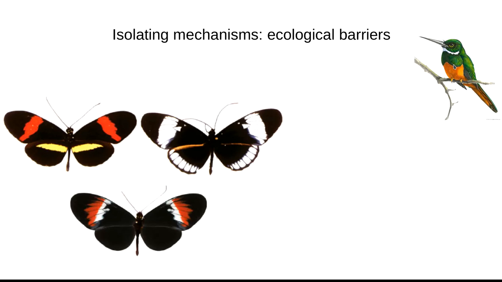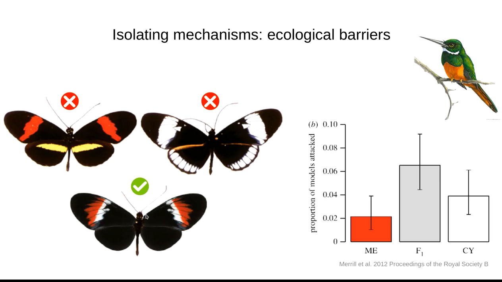And predators, like this jacamar here, will have learned to avoid both of these color patterns. But the F1 hybrid, which is only produced in about 1 in 1,000 matings in the wild, is not something that most predators will have encountered. And so when this predator is evaluating potential food types, it would interpret the F1 hybrid as a potential source of food, as it hasn't learned to avoid it. And a colleague of mine, Richard Merrill, actually did an experiment with paper models of thousands of butterflies in Panama and showed that indeed this F1 hybrid is predated about twice as often as the parental species.